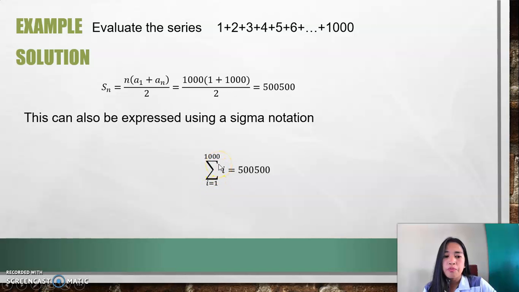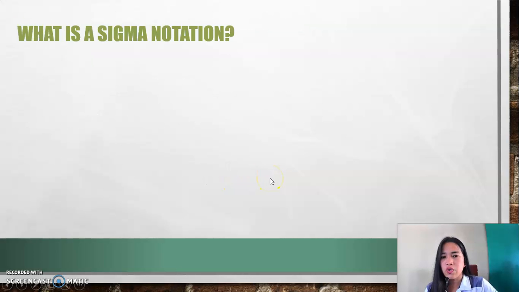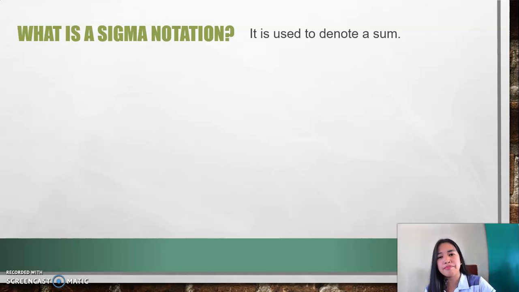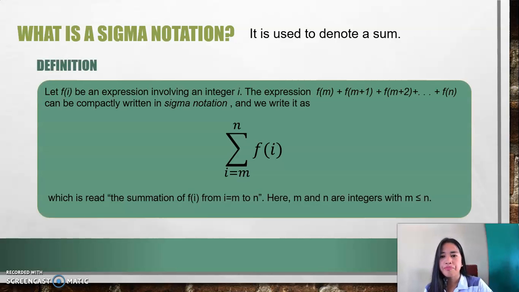We read it as the summation of i from i equals 1 to 1,000. So what is this sigma notation? By the way, sigma is a capital Greek letter. It is used to denote a sum. So if you see this, it is a summation.